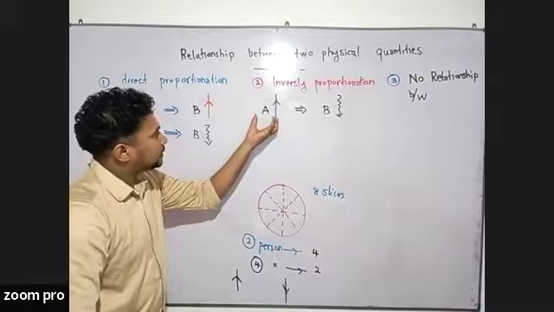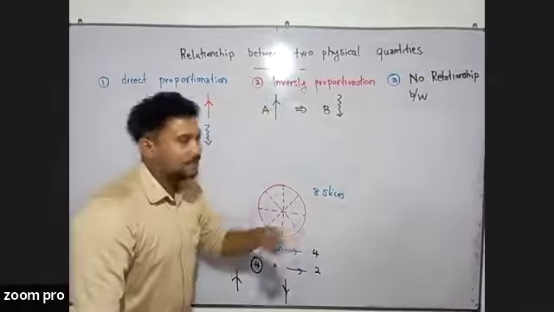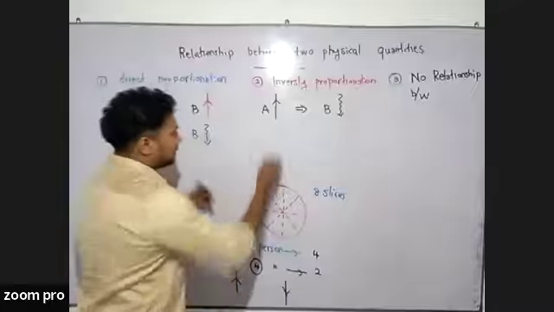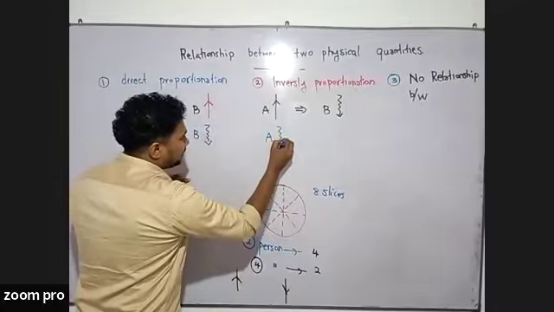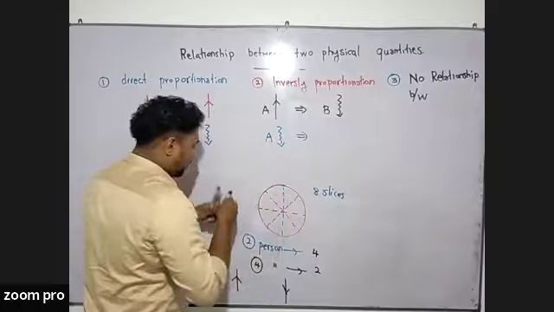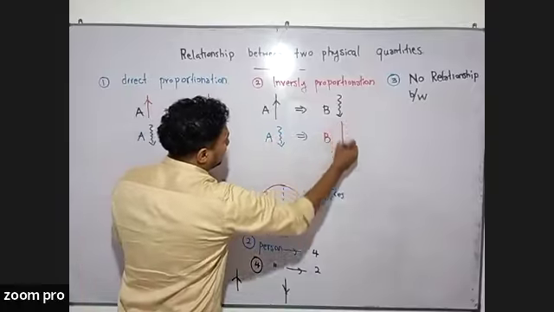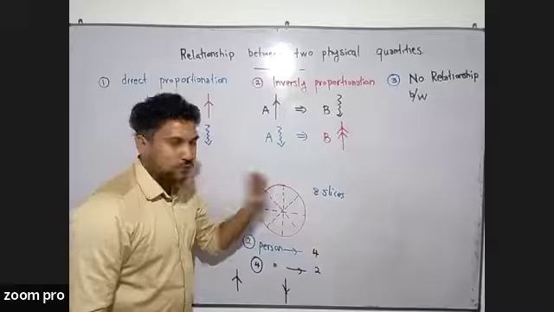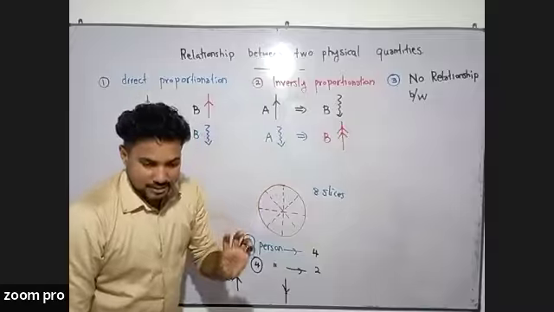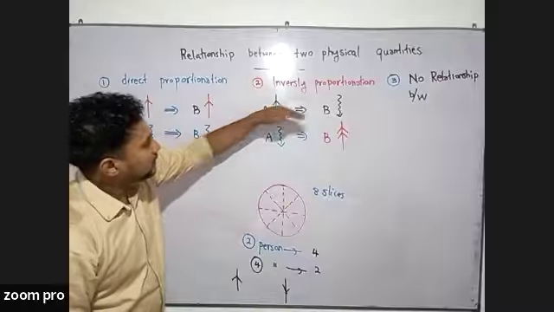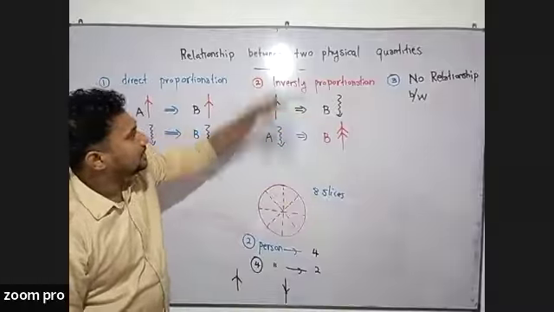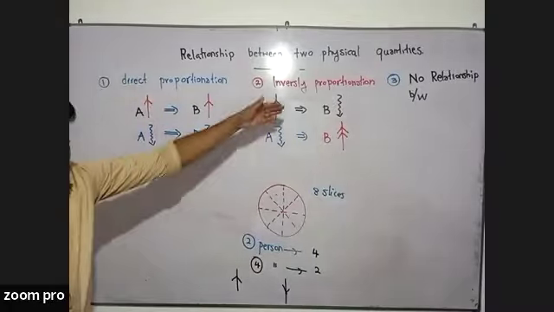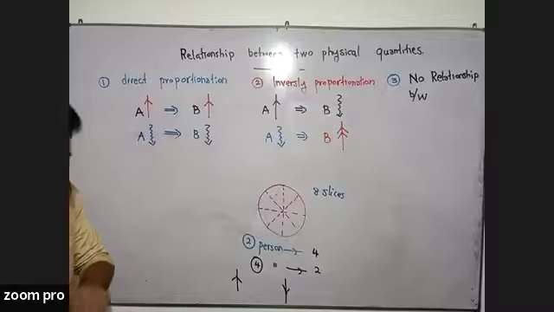When one physical quantity is increased, what happens to the other? It gets decreased. On the other hand, we can consider the reciprocal. That is, when A is decreased, what happens to B? B is increased. So there's an opposite relationship between A and B. In this instance, we consider this relationship as inverse proportion, right? So this is the meaning of inverse proportion.